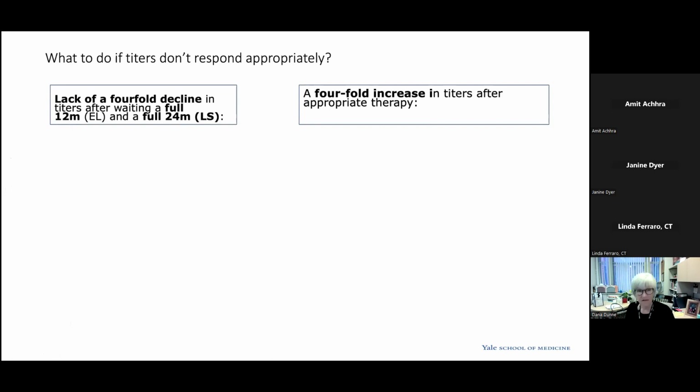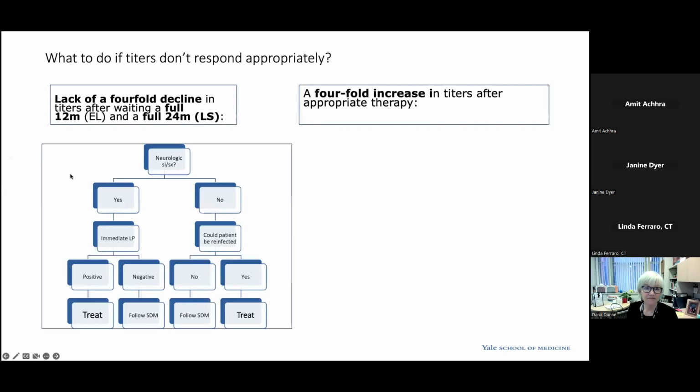So if they've had a lack of decline, you again want to ask about neurologic signs and symptoms. And if they have them, you definitely want to immediately do a lumbar puncture. And if it's positive, meaning if they have more than 10 white cells, or if their spinal fluid VDRL is positive, then you treat them for neurosyphilis. But if it's negative, you've ruled that out, and you would probably just retreat.